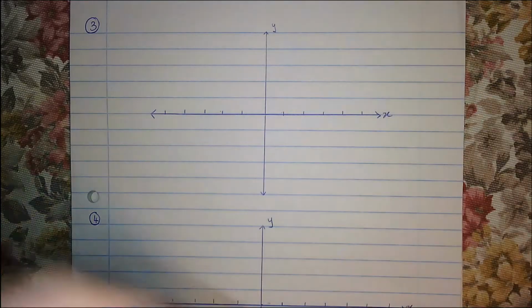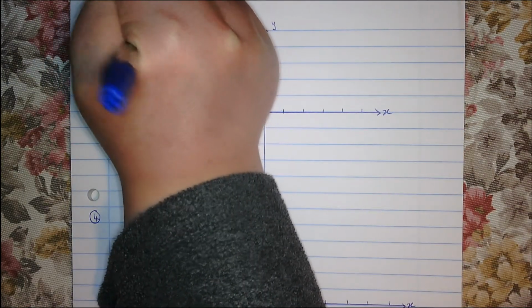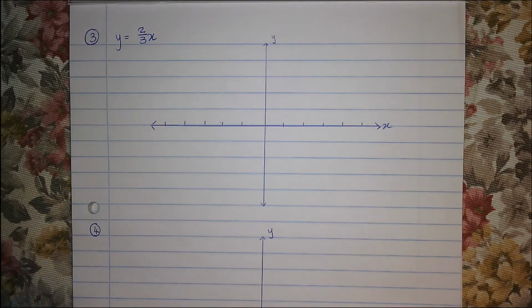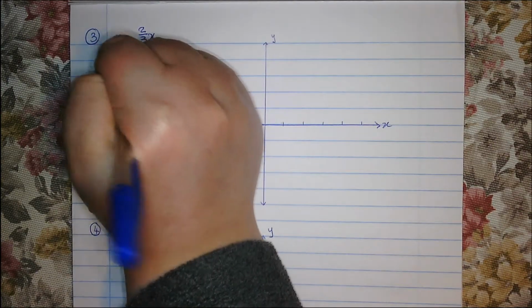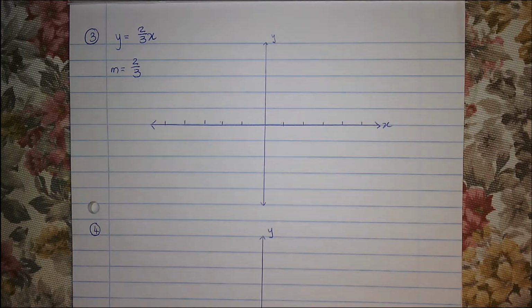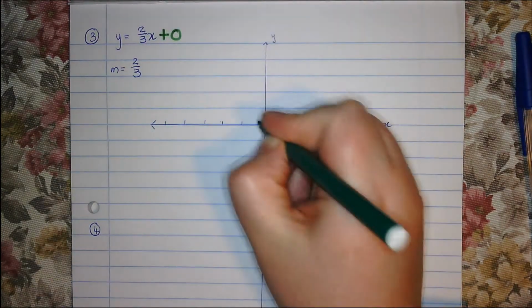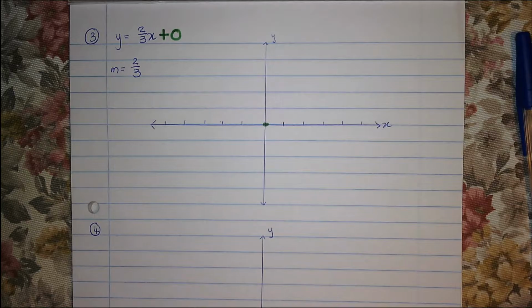Then for the third one, we want to sketch y equal to 2 over 3x. In this case, the m value is 2 over 3. We do not have to change that into a fraction because it is already a fraction. I'm going to confirm my steps with you. The first step is check the c value. The c value is 0, so we're going to start at 0. We already have our m value as a fraction, so we don't have to rewrite that.